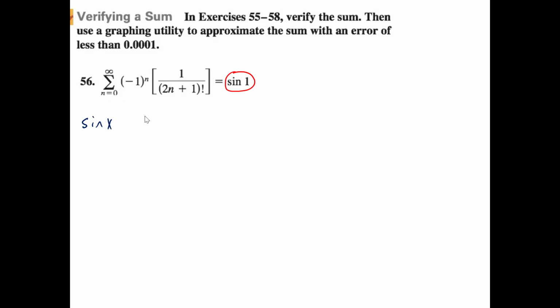And so the sine of x was an odd function, the summation from n equals 1 to infinity of negative 1 to the n plus 1, and then we had an x to the 2n plus 1 divided by 2n plus 1 factorial.